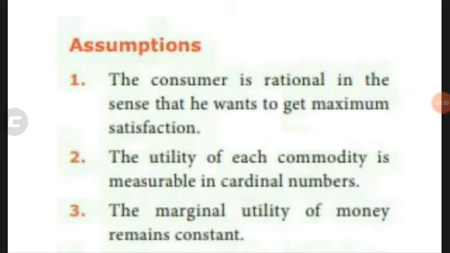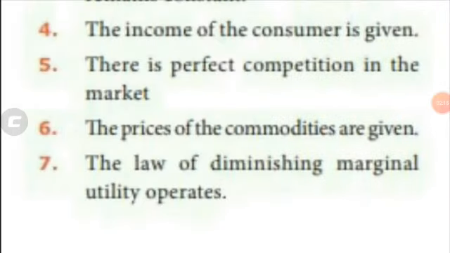Constant means same. The income of a consumer should be given, how much he is spending on both, equally or not. Then there should be perfect competition in quantity, quality and taste. Next, the price of each commodity should be given. Then the law of diminishing marginal utility should operate. That means if I eat more and more, my want should be reduced. That situation should be there.